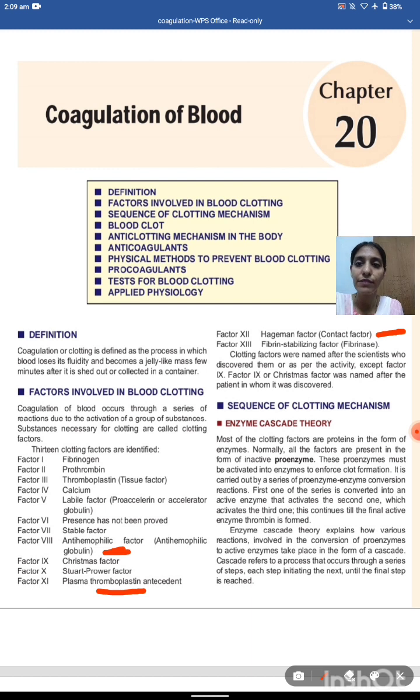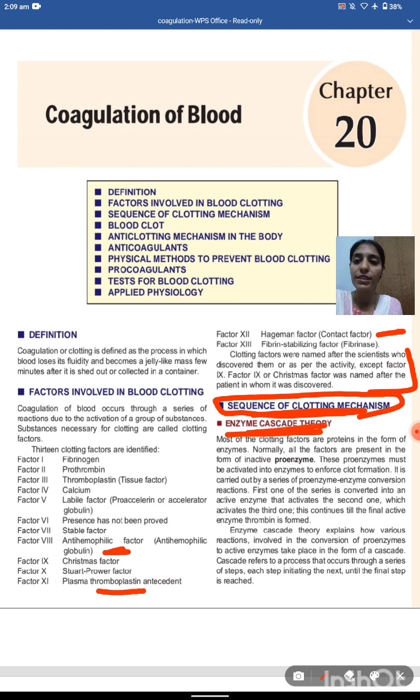All these factors help in the formation of coagulation, or you can say in the formation of a clot after any kind of injury or collection of blood. Overall, this clotting mechanism occurs with the help of the enzyme cascade theory. So what is a cascade? Cascade is the mechanism in which one step activates the next step, like these 13 factors.